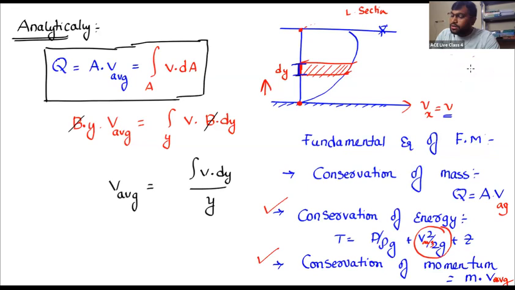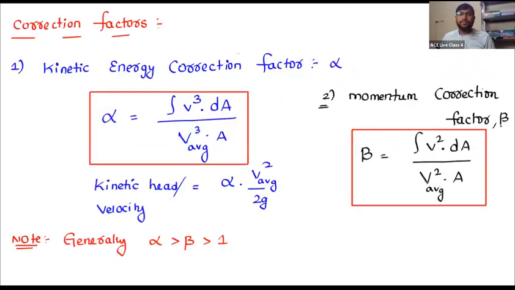But the more the non-uniformity in the velocity distribution, the more the alpha values. So for a uniform velocity distribution, which we are not going to see in the case of channels, alpha is equal to beta is equal to 1.